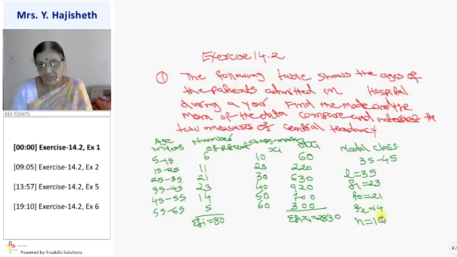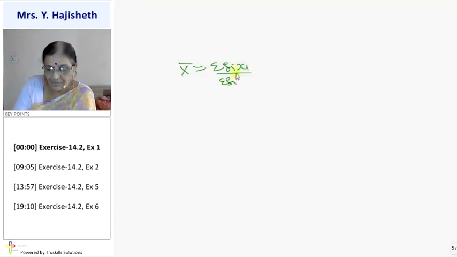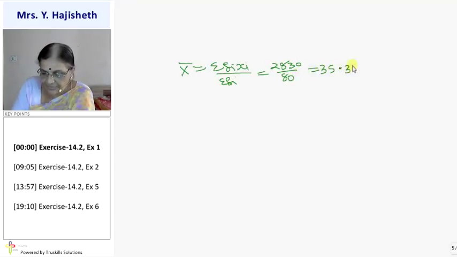Clear? So for mode, first we find out the mean. Mean x bar is sigma fi xi upon sigma fi. Clear? So it is 2830 upon 80. So it is 35.37.